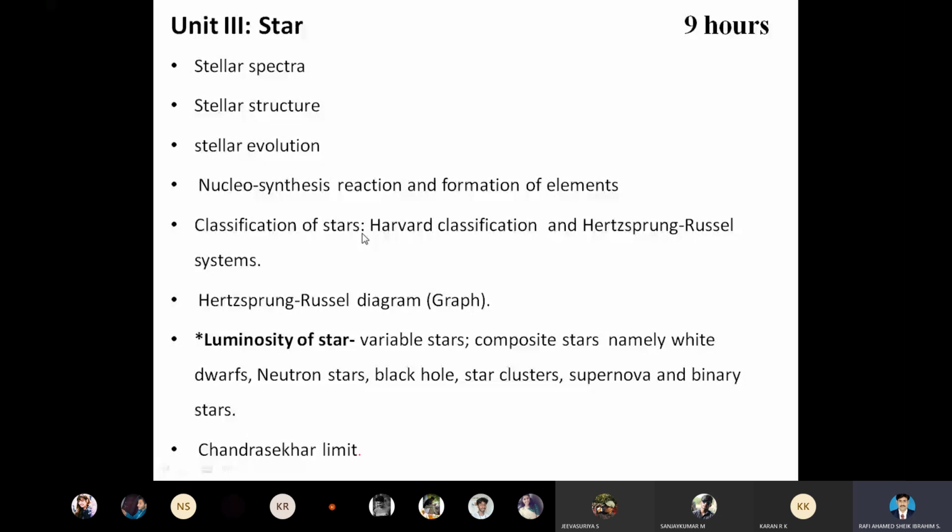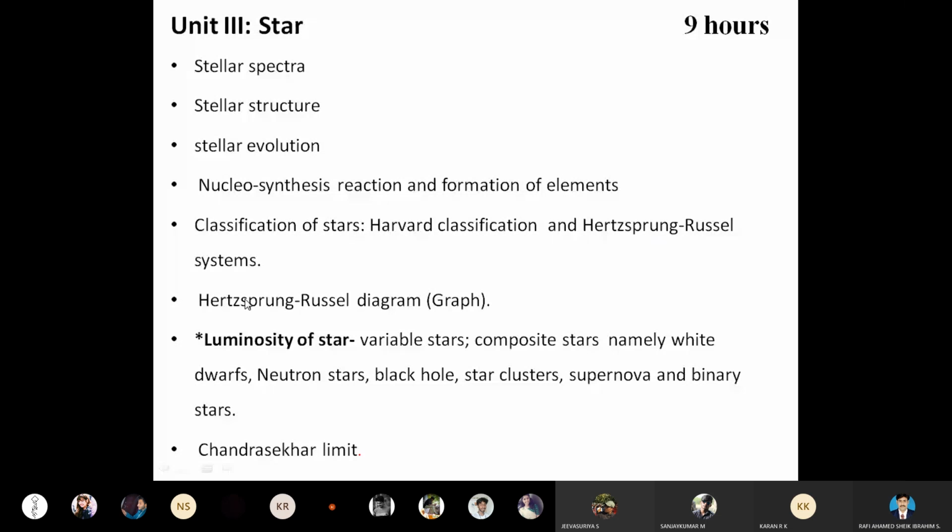For this classification, we are going to consider two scientific hypotheses. One is the Harvard assumption, and another one is the Hertzsprung-Russell assumption. So here we are going to consider two scientists, Harvard and Hertzsprung-Russell. Their classification we are going to study here, which comes under classification of stars.